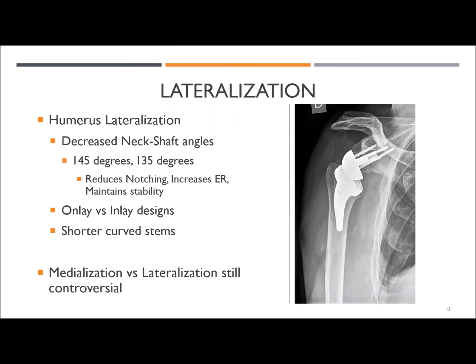So if you look at the studies of the 135 degrees, you can see that there's reduced notching. There still maintains the increases in the active external rotation. You still have the stability that we're looking for with a reverse shoulder.